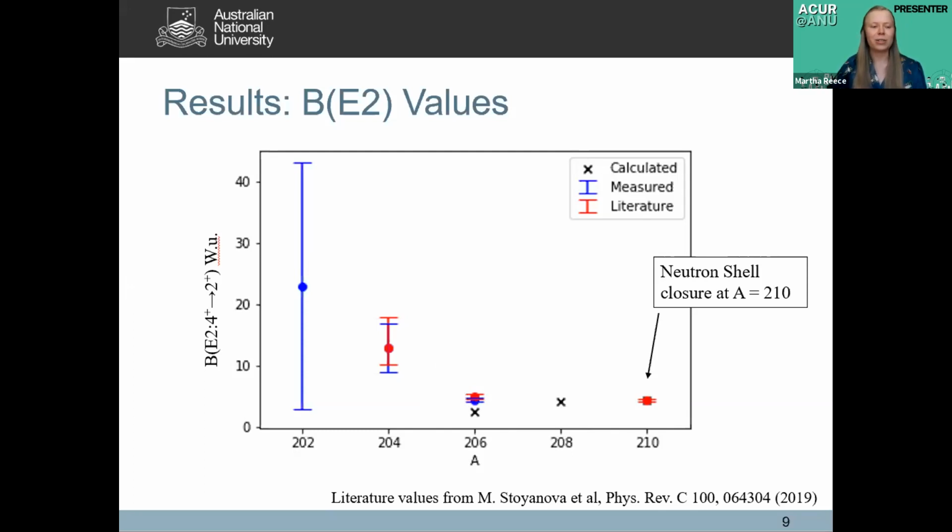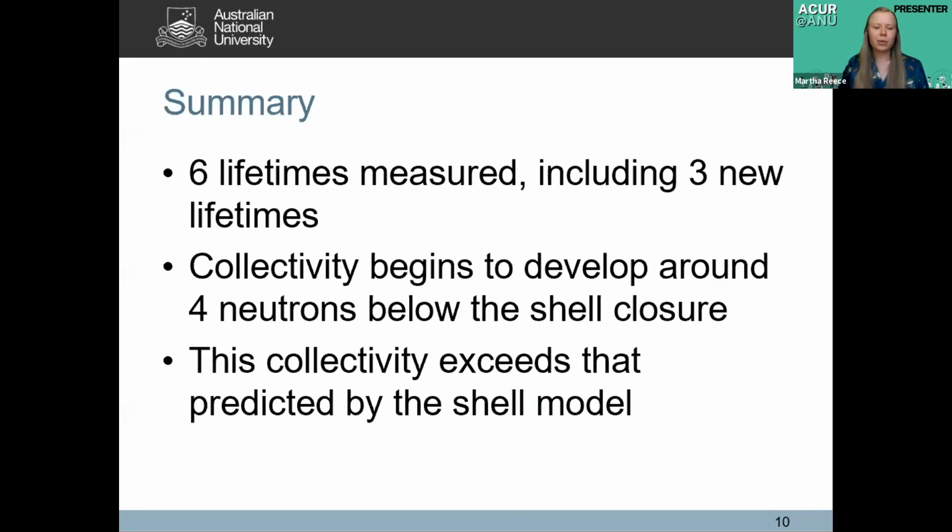So in summary, we ran a successful experiment to measure 6 lifetimes, and 3 of those were completely new measurements. Our data shows that the collectivity is beginning to develop once about 4 neutrons are removed below that shell closure. And additionally, comparisons to calculations suggest that this collectivity is beyond that predicted by the shell model. Thank you, everyone.